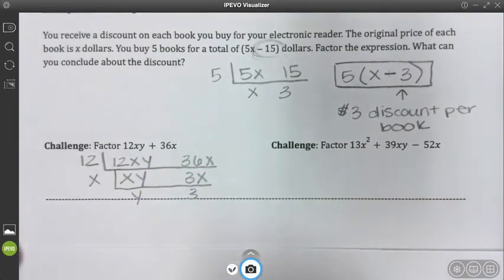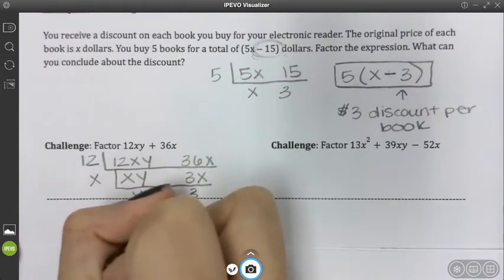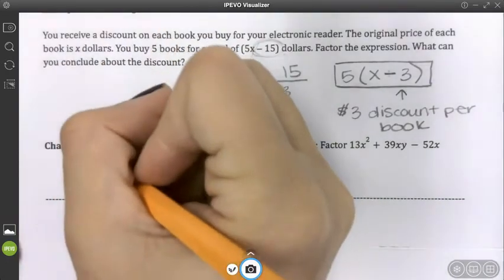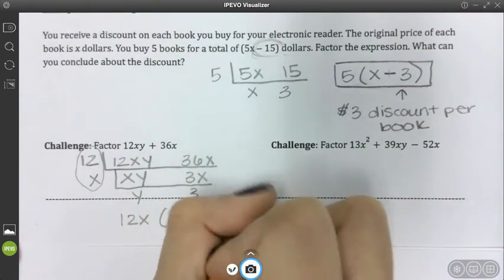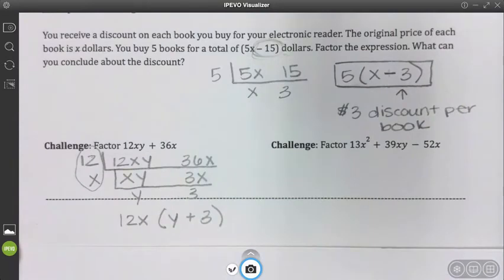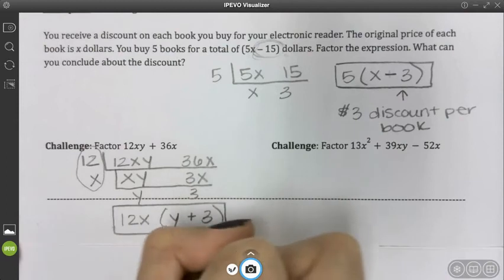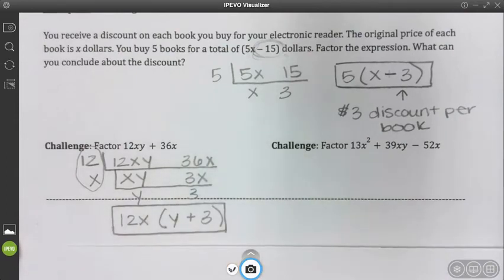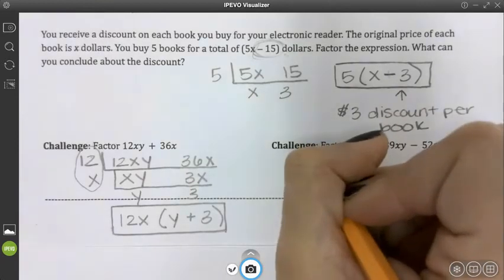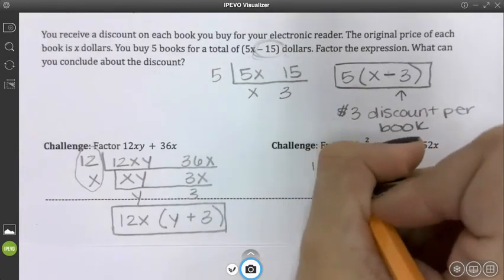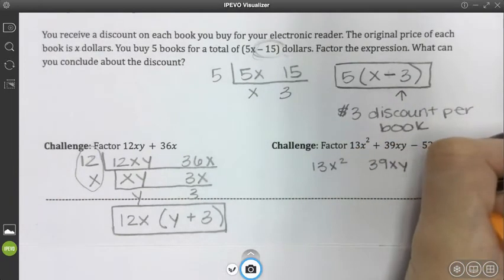So my answer there is 12x, which is being pulled out because that's what's on the side, and y plus 3 is what is in the parentheses. That represents the sum. So yes, you can pull out variables as well. All right, let's look at this next one. This one we've got 3 terms. Still works the same exact way.